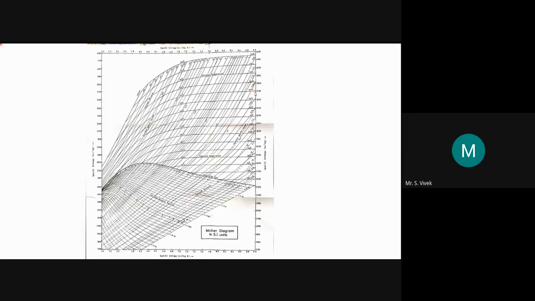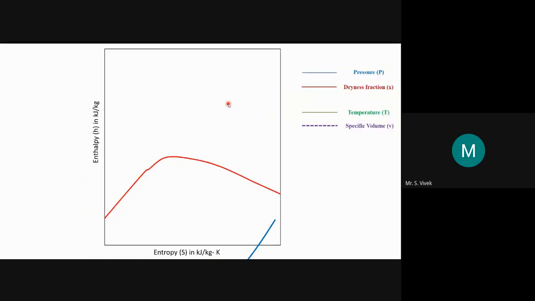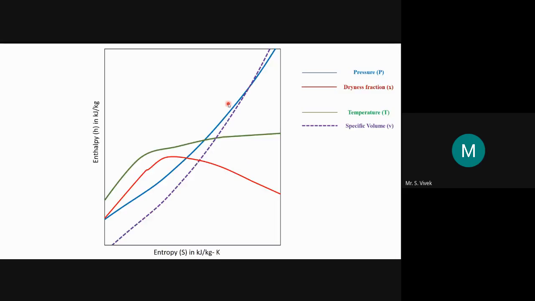And this is the Mollier chart. So you will have specific enthalpy on the left hand side, entropy on the right hand side, dry saturated line, temperature lines, pressure lines, and specific volume lines. Okay, so this is it. The same thing: the dry saturated line is the red color line, the blue color line is pressure, the green color line is temperature, and this dotted line is specific volume.